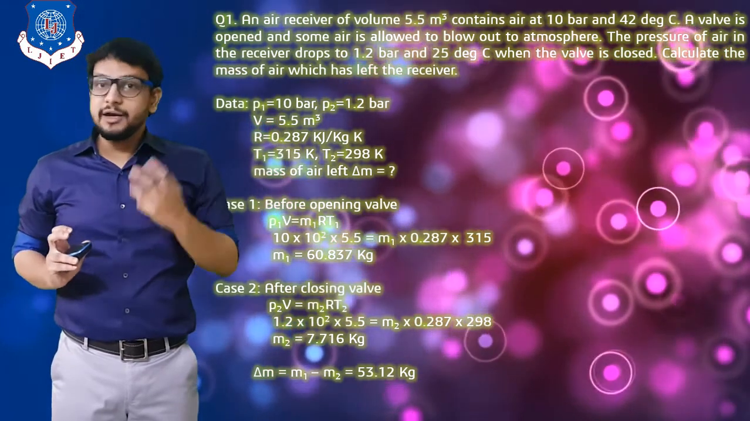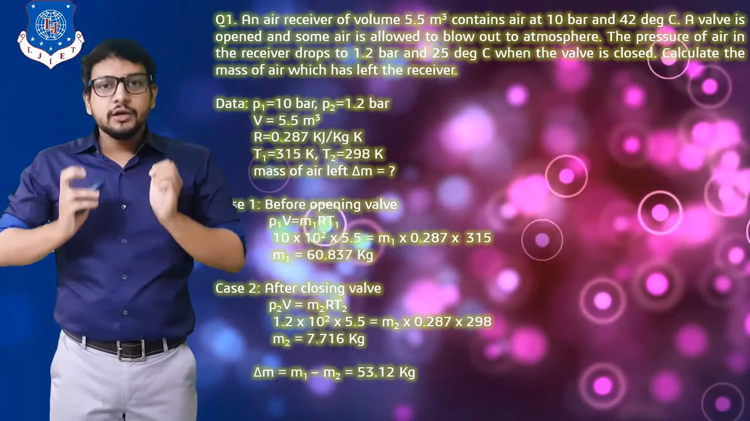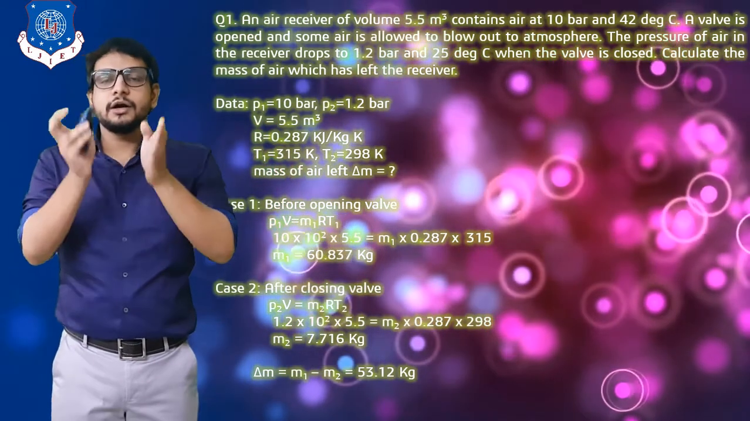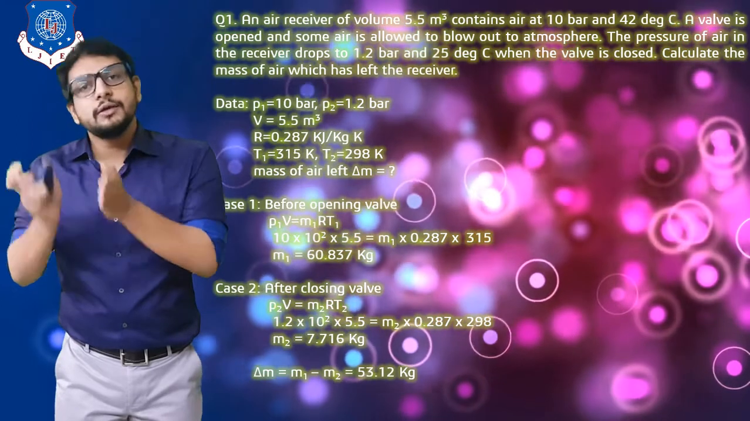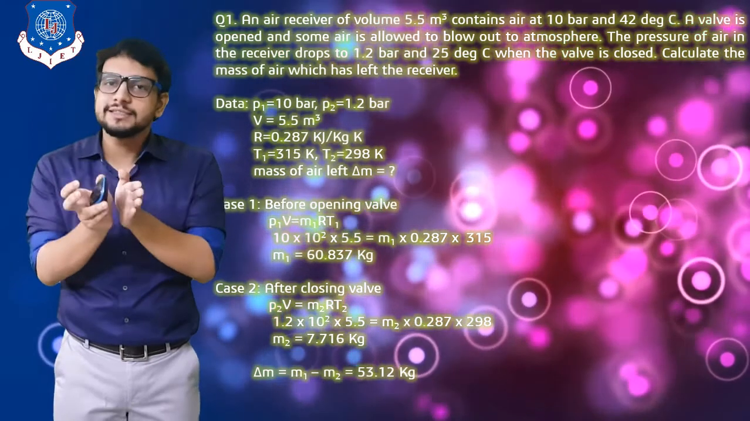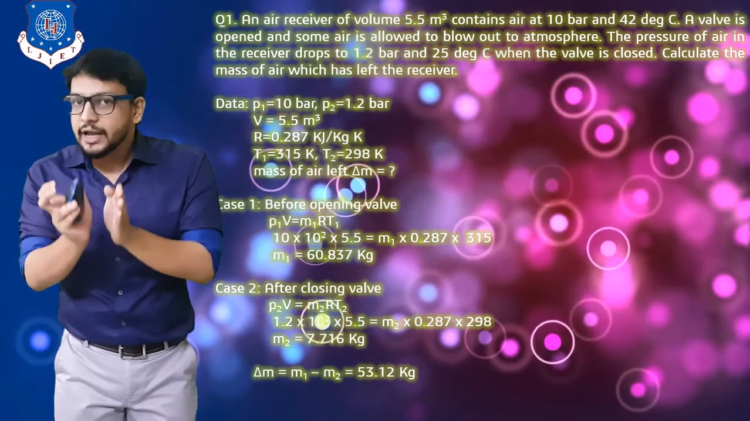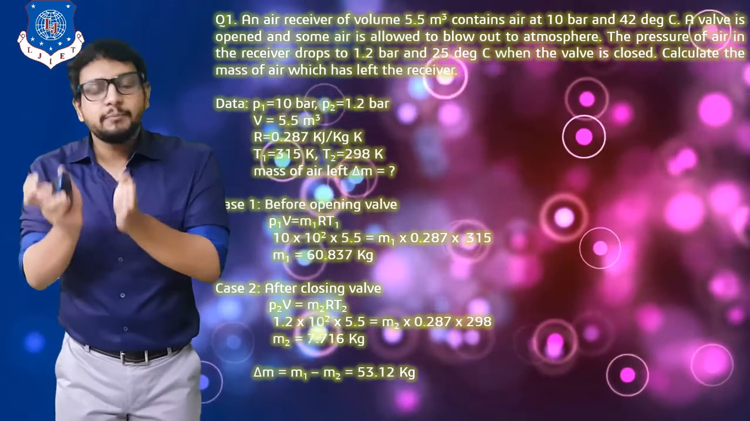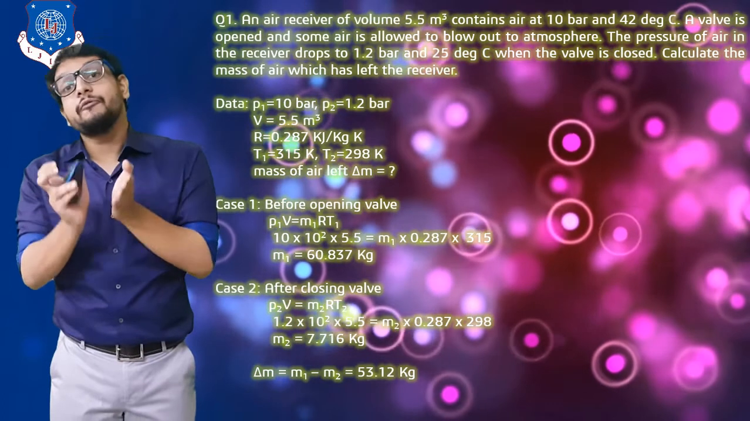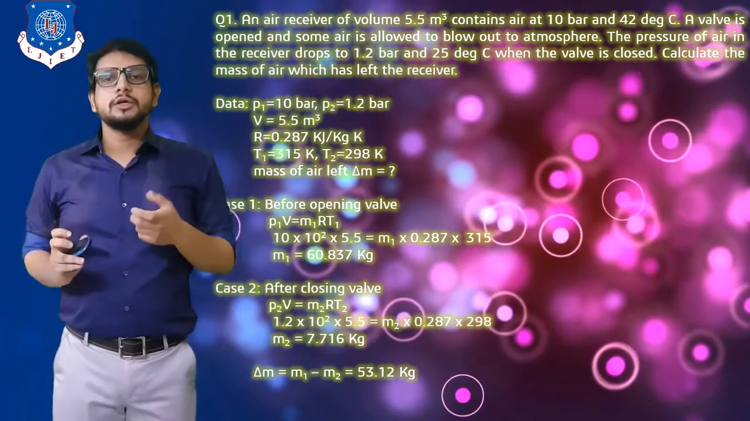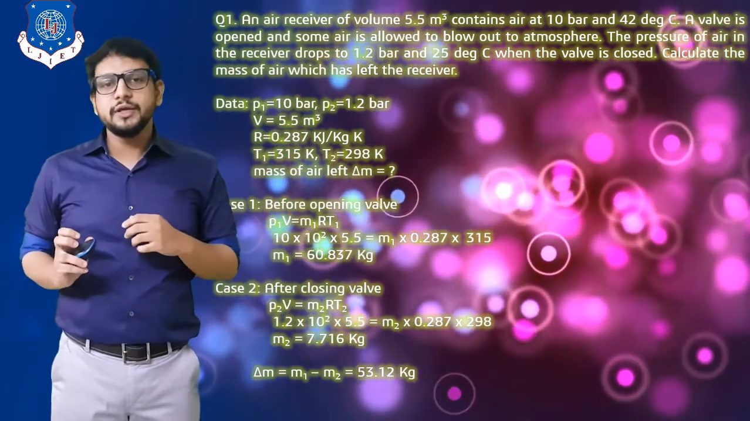So definitely there will be two cases. In case 1, we are going to consider the condition before opening the valve. That is, we are going to find out the mass before opening the valve. And in the second case, we are going to calculate the mass of air present in the air receiver after closing the valve. So, seeing case 1, before opening the valve.